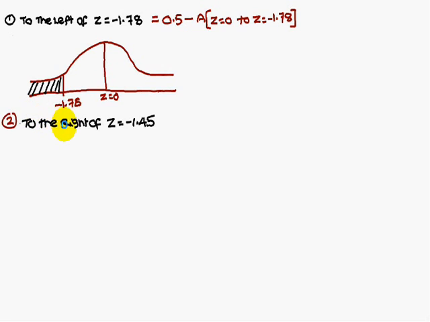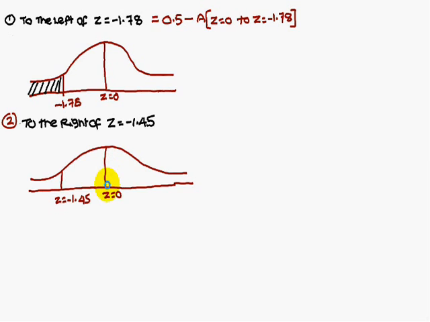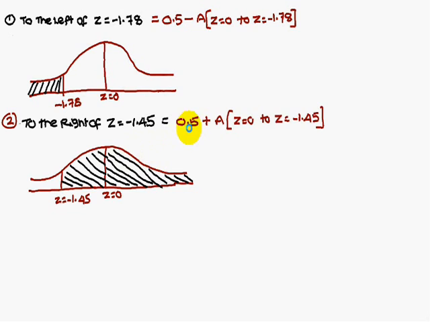Okay. Similarly, to the right of z is equal to minus 1.45. Similarly, z is equal to 0 on the left hand side is z is equal to minus 1.45. But here it is to the right of z is equal to minus 1.45. So this entire area, if you consider this one, 0.5 plus, to the left of z is equal to 0, to the right of z is equal to 0, we have the 0.5 area. This is 0.5 plus the area from z is equal to 0 to z is equal to minus 1.45. This area if you add, you will get the entire area.